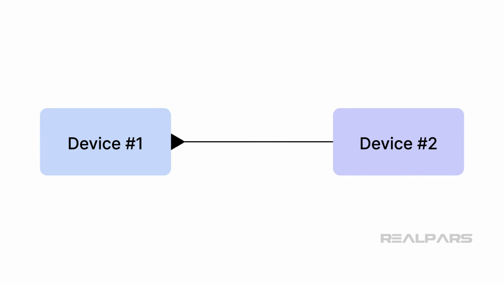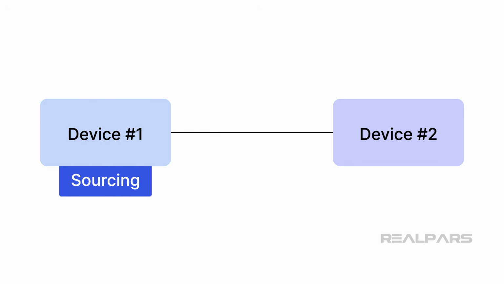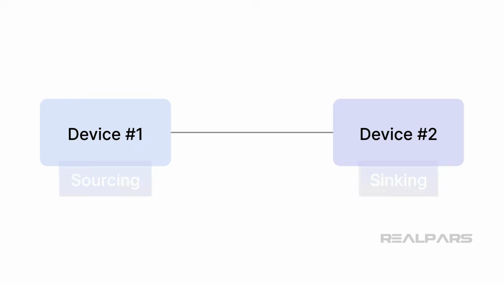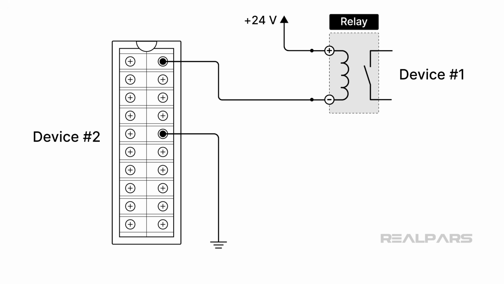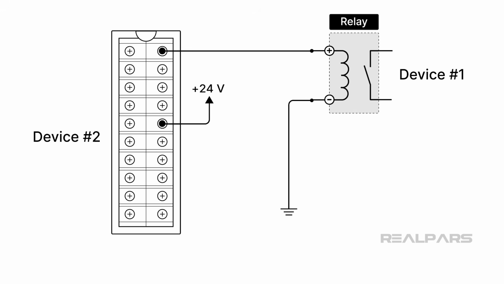If current is flowing from device number 1 to device number 2, device number 1 is sourcing the current, and device number 2 is sinking the current. Suppose device number 1 is an output field device, such as a relay coil, and device number 2 is a PLC digital output module. If current flows from the relay coil to the output module, the relay coil is the source and the output module is the sink. If current flows from the output module to the relay coil, then the module is the source and the relay coil is the sink.